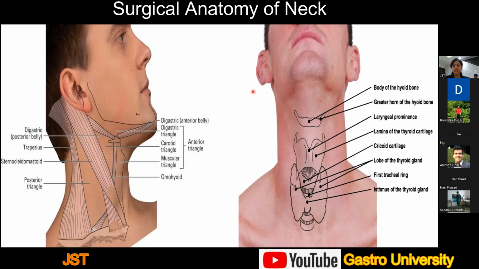So when we make an incision for a lymph node excision biopsy or a submandibular gland excision, we take that incision 2 centimeters below the lower border of the mandible such that the nerve can be preserved.